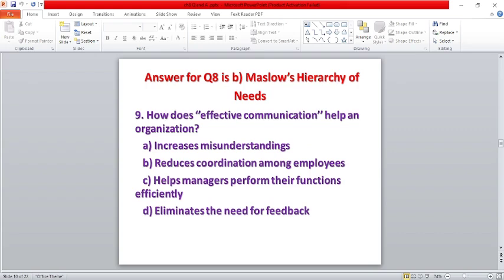Question number 9. How does effective communication help an organization? A. Increase misunderstandings. B. Reduce coordination among employees. C. Helps managers perform their functions efficiently. D. Eliminate the need for feedback. The answer for question number 9 is C. Helps managers perform their functions efficiently.